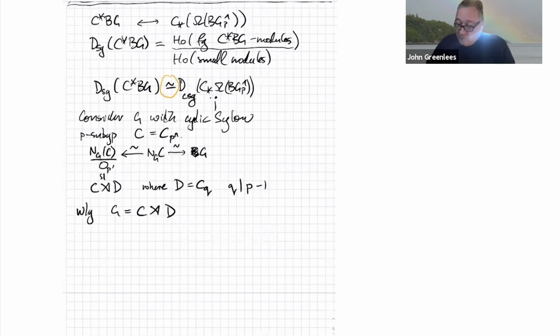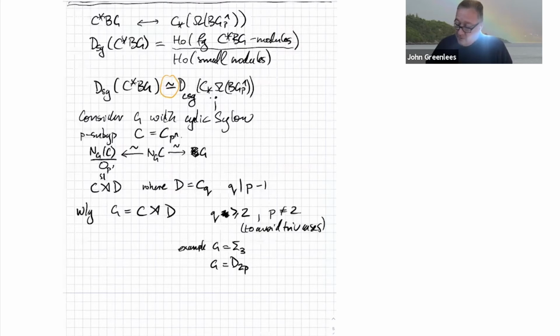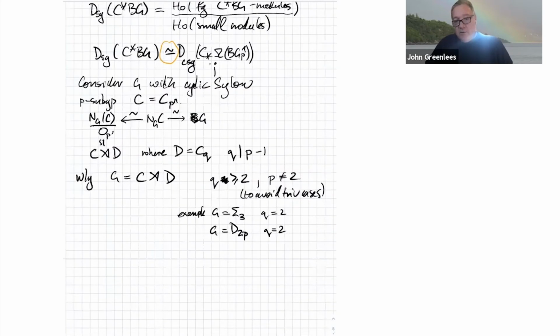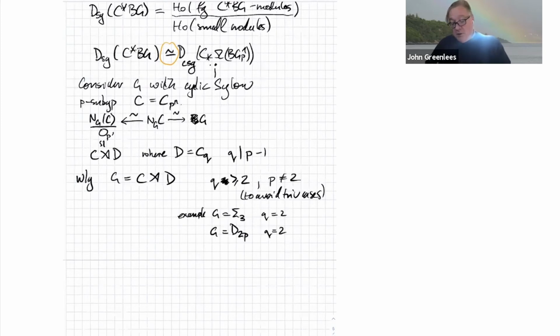So to avoid trivial cases, we don't want p equals 2, because then q would have to be 1, and we'd be talking about a p-group. So q is greater than or equal to 2, and p is not equal to 2, just to avoid trivial cases. And just so we really know what we're talking about, for examples, we might have G to be the symmetric group of degree 3, or more generally, dihedral of order 2p. So p is p here, q is 2, or you might want to think about one of the non-abelian groups of order pq, like the order 20 Frobenius group. There are lots, so just choose the one you like.